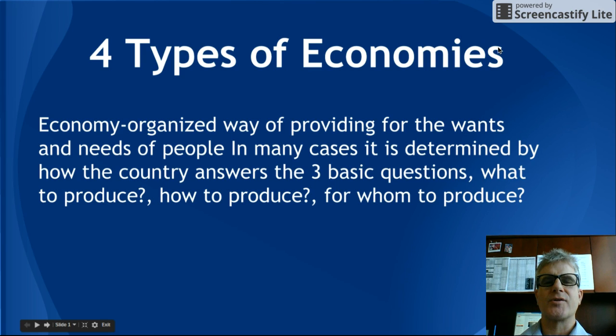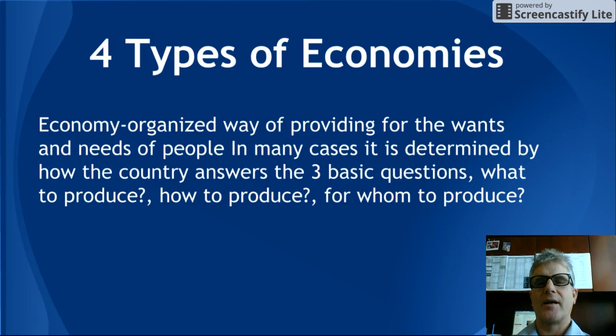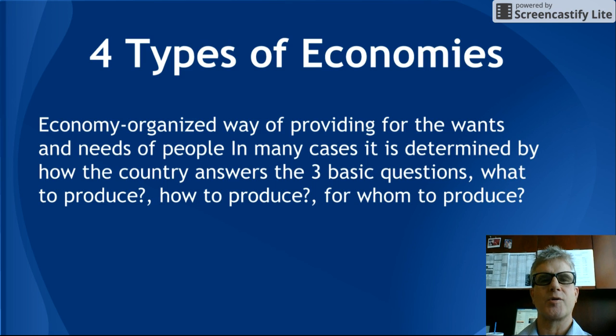An economy is an organized way of providing for the wants and needs of people. In many cases, it's determined by how the country answers the three basic questions: what to produce, how to produce, and for whom to produce. Based on how those questions are answered, we will determine what type of economy we have. So we have a traditional economy, a command economy, a market economy, and then a mixed economy. And we're going to go over each one.